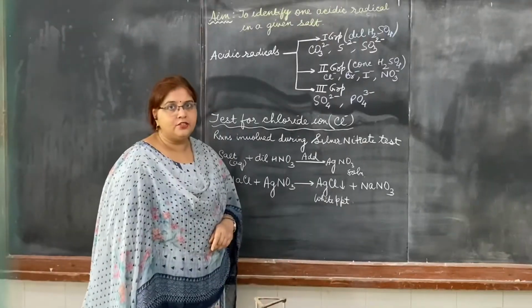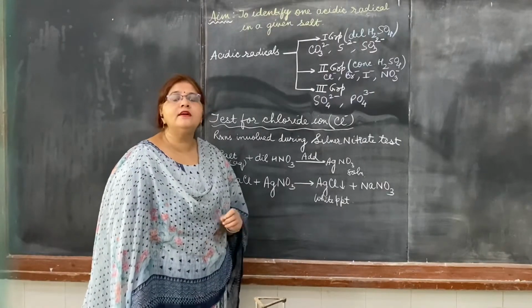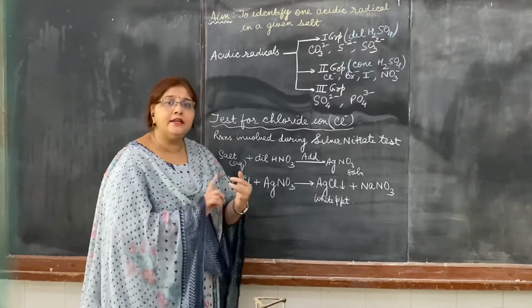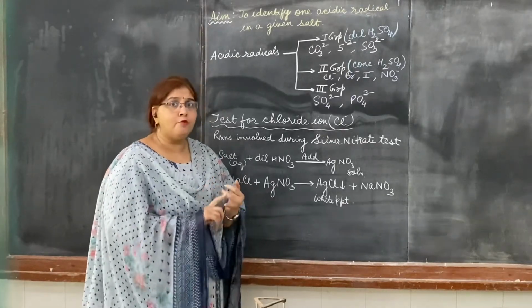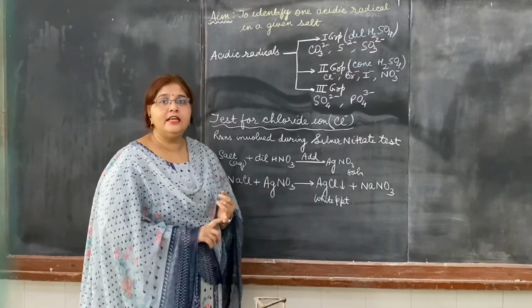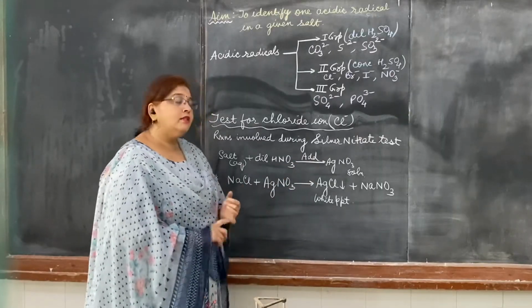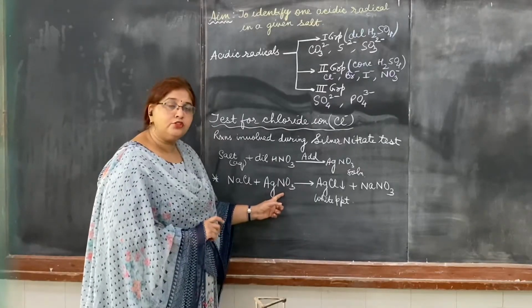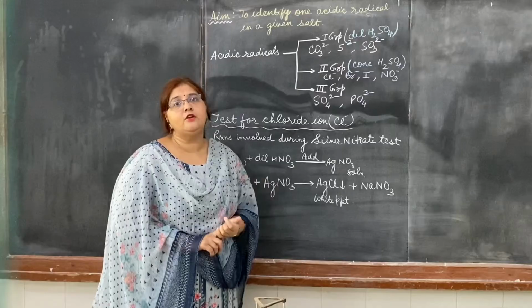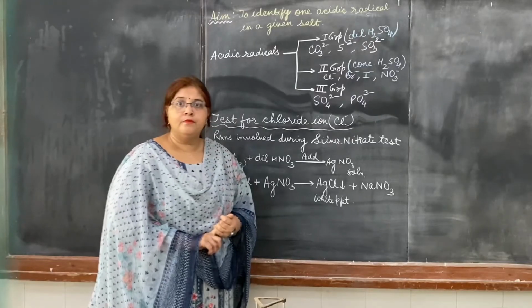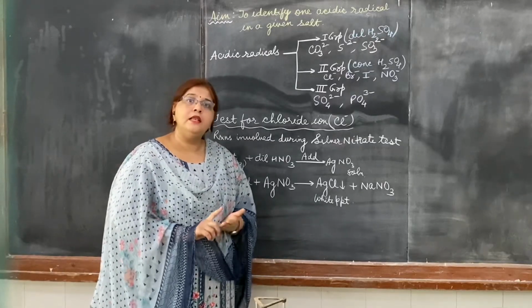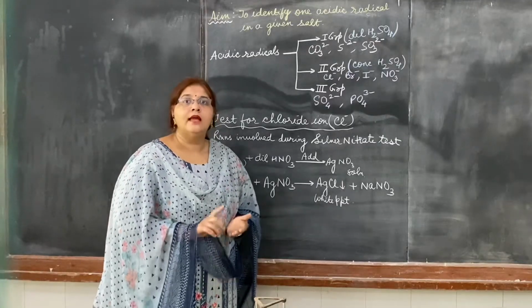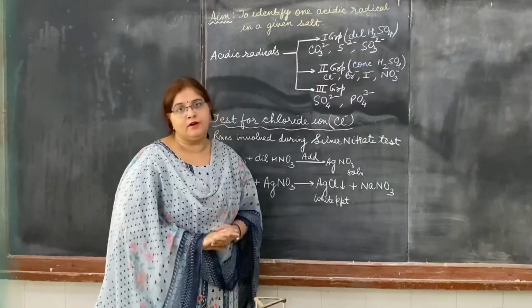These are the reactions which take place during the silver nitrate test. What have we taken? We have taken the salt solution, added dilute HNO3 to it, then boiled and cooled it and added the AgNO3 solution. The chloride ion present in the salt reacts with the AgNO3 solution to give a white precipitate of silver chloride, which is soluble in excess of ammonium hydroxide. This shows that the chloride ion is confirmed.